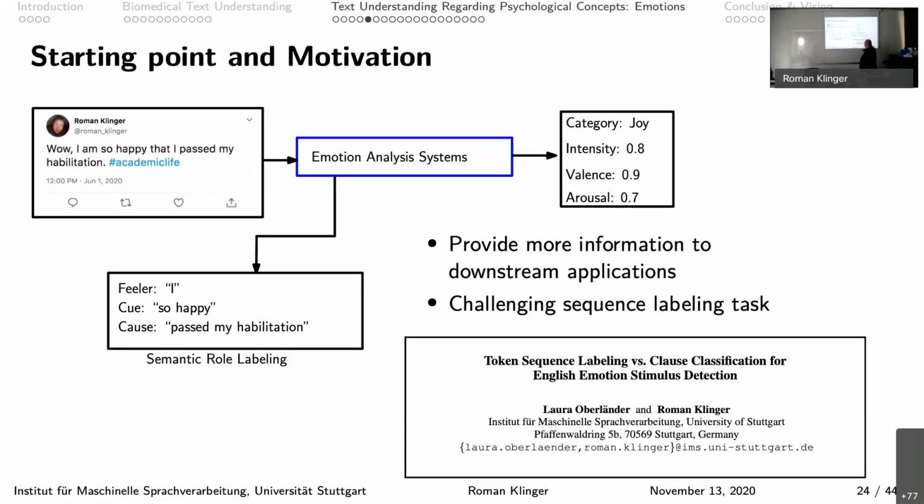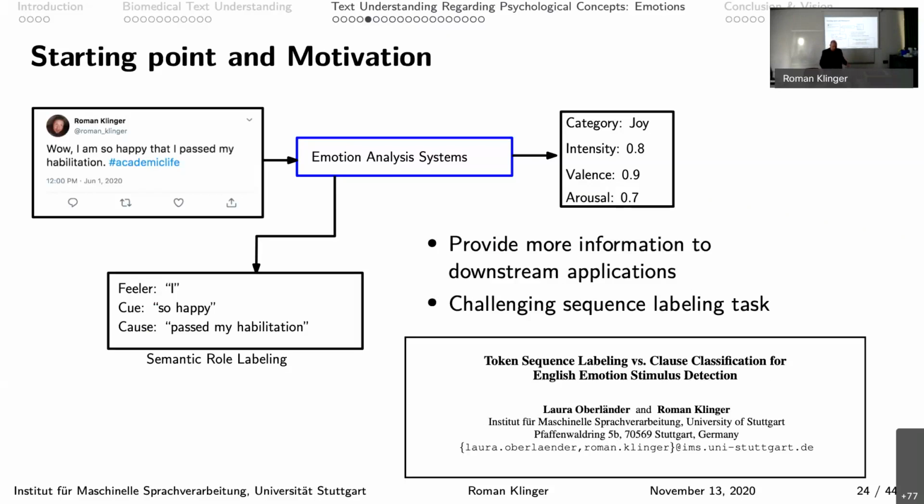So token sequence labeling versus clause classification. And when you remember how we formulated the task of detecting a concept in the biomedical domain to a text, what we typically do is we first find the words in the document and then associate this with the concept. This is a rather untypical approach in emotion analysis, but still what you could do is you could just first find these semantic roles and then see if this is perhaps sufficient to infer the emotion which is associated.